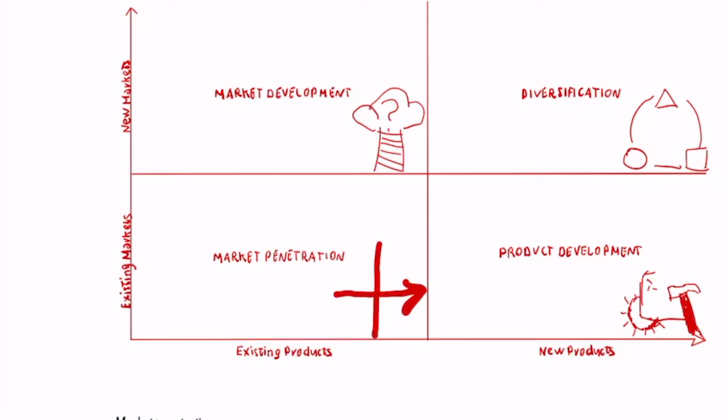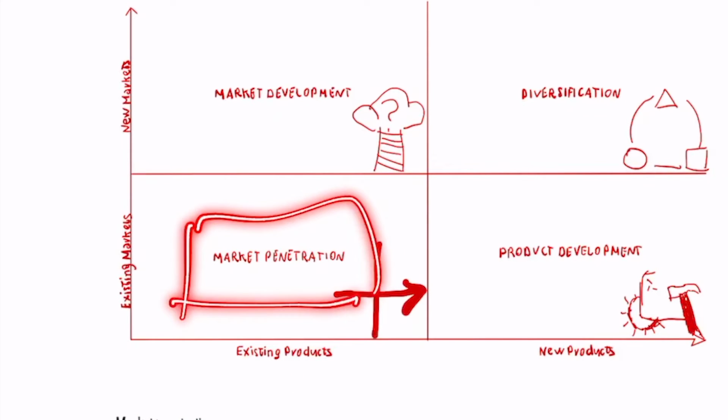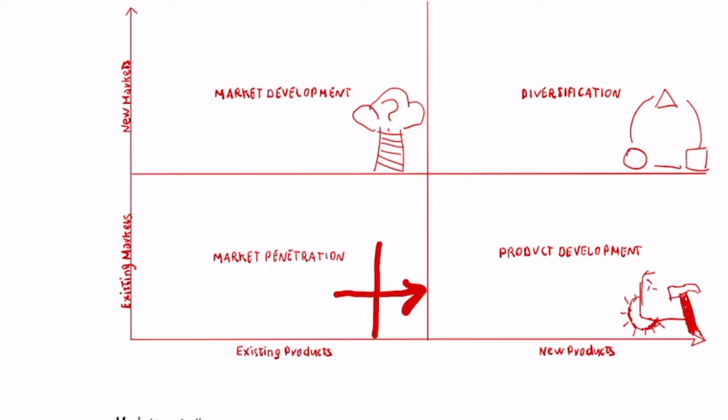In a case in which we go into an existing market with an existing product, we look for market penetration. So here again, we're just trying to grow within the same market with existing products that we have. Think of the case of a company like Google that for years has been acquiring more and more market share within the search industry by tweaking its existing product, the search engine.